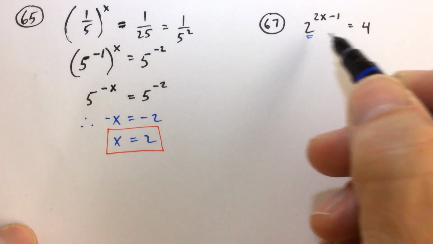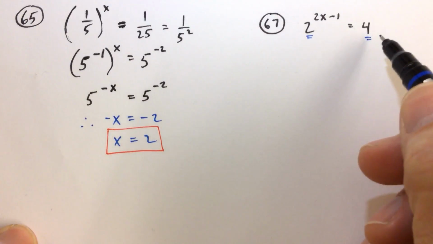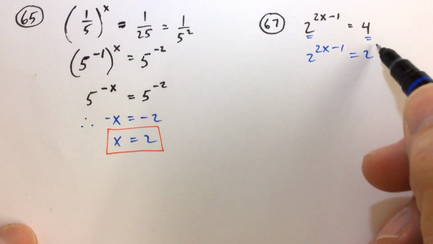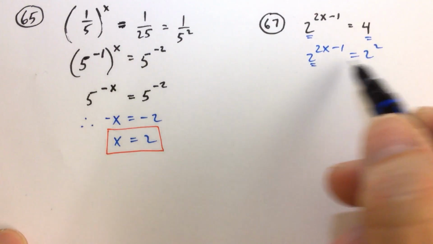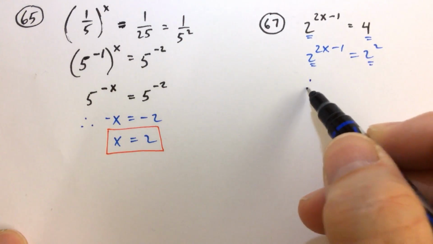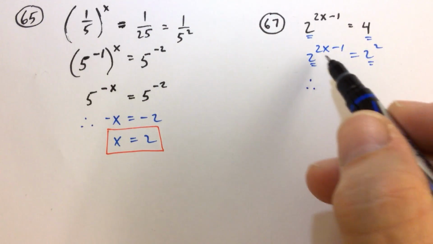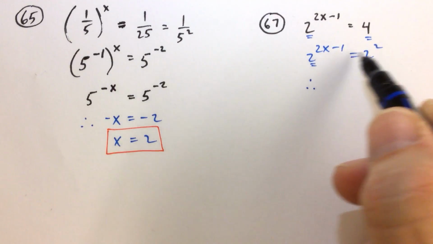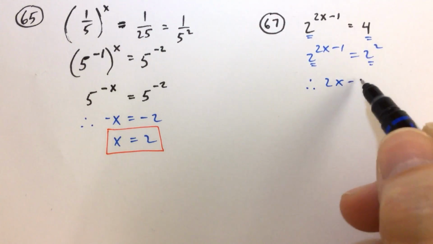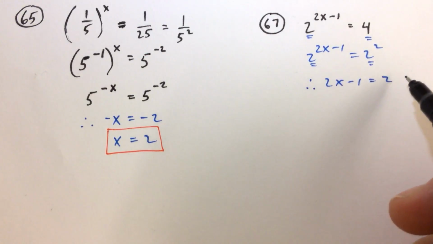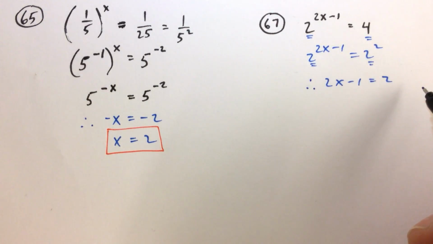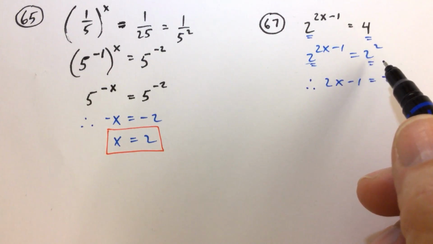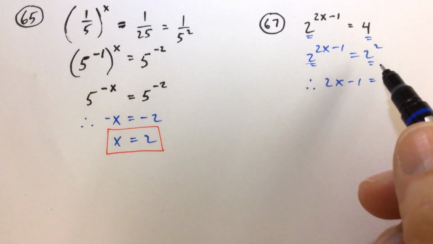In 67, notice that we have a base of 2 over here, and we have a 4, and we know that 4 can be rewritten as 2 to the second power. And now that we have the same base on both sides, we get to equate the exponents. And I like when you write therefore, because it shows me that you know why you're getting rid of the bases. Because I just want you to know, this does not mean that we're dividing both sides by 2. That would be a horrible algebraic mistake. So please don't do that.